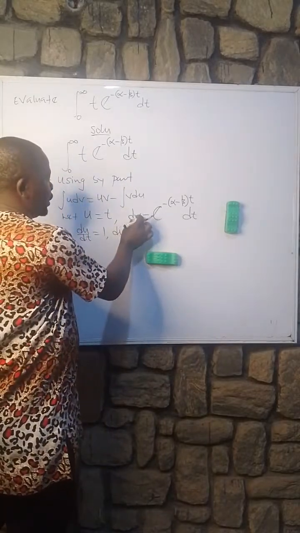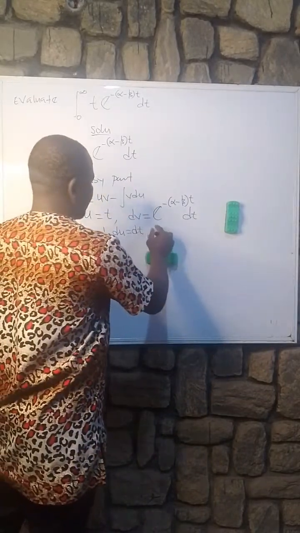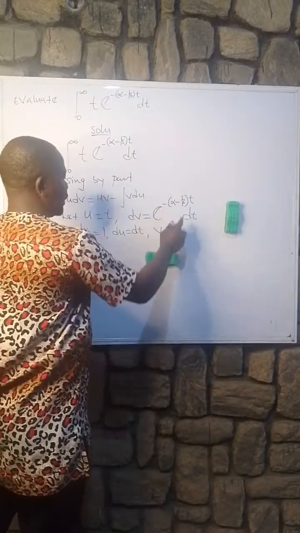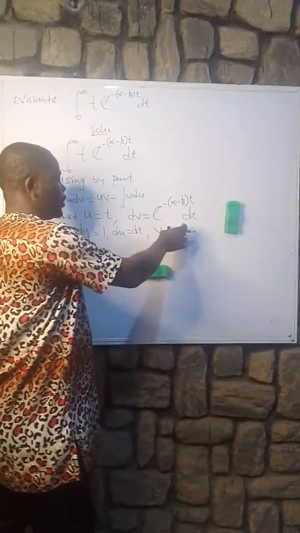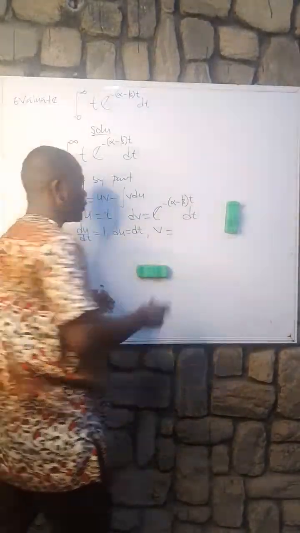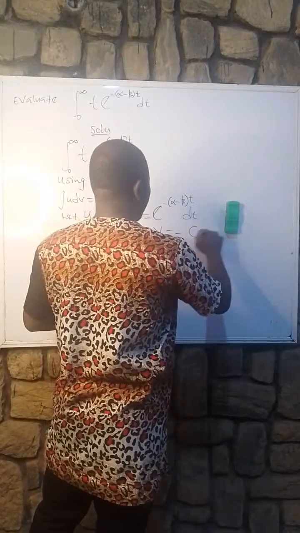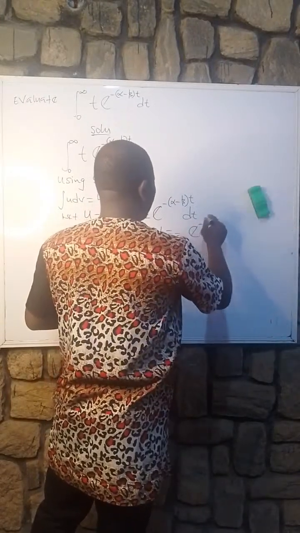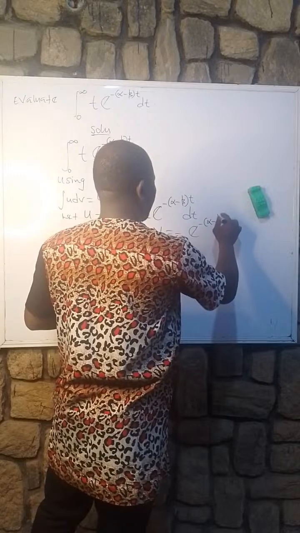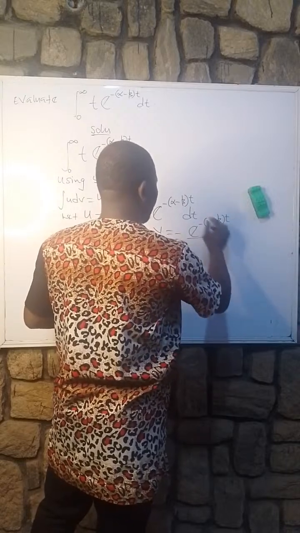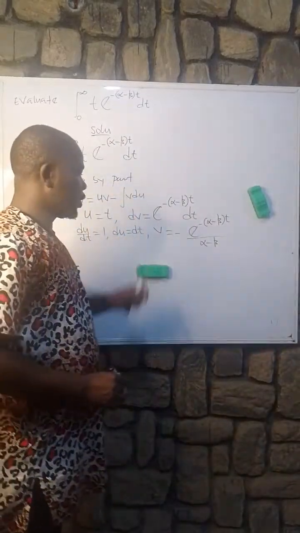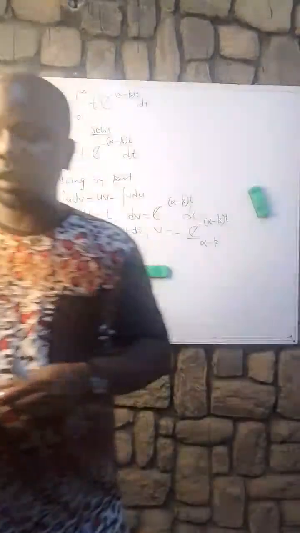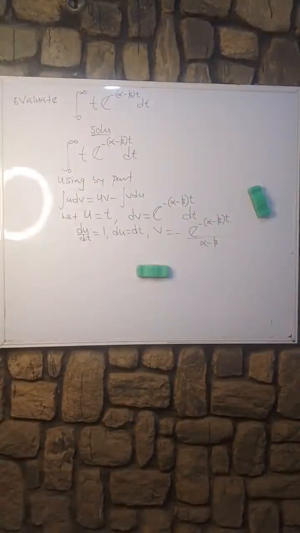Then when we integrate dv, we have v, and since we are using by parts, we are not going to put plus, amen? So we are going to have minus exponential minus open bracket alpha minus beta t all over alpha minus beta, right? This is what we are going to have as our ordinary v. Are you following? Do you understand?